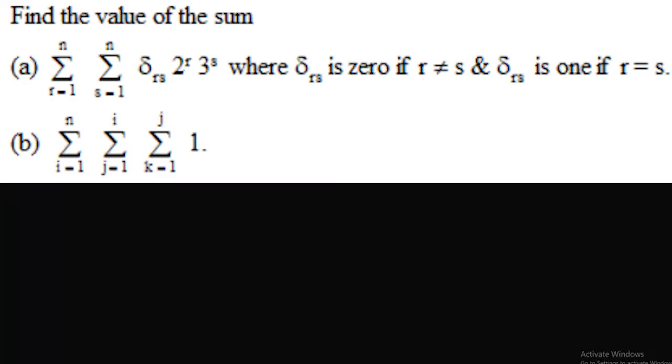Now here this first question is we need to find the sum of this series, which is summation r varies from 1 to n, summation s varies from 1 to n, delta rs into 2 to the power r into 3 to the power s, where delta rs is 0 if r is unequal to s, and this is 1 if r is equal to s.